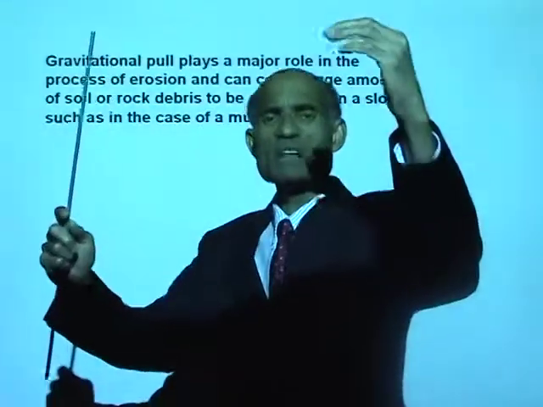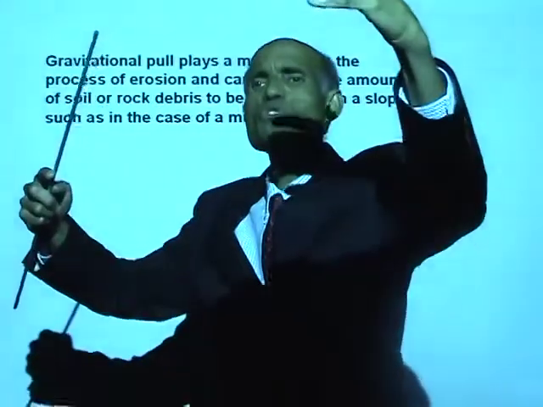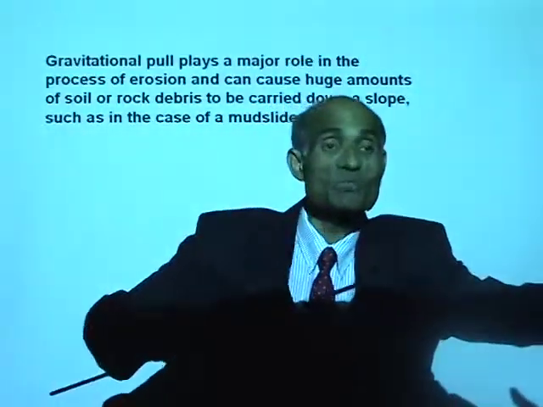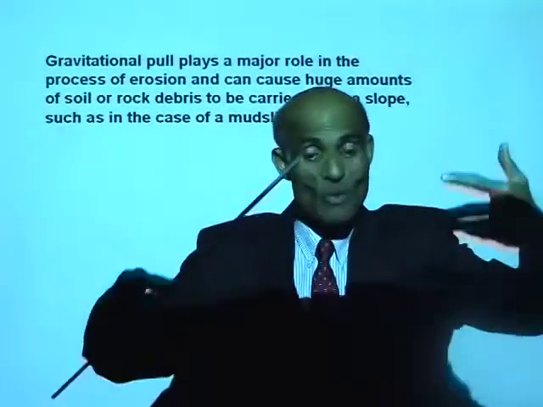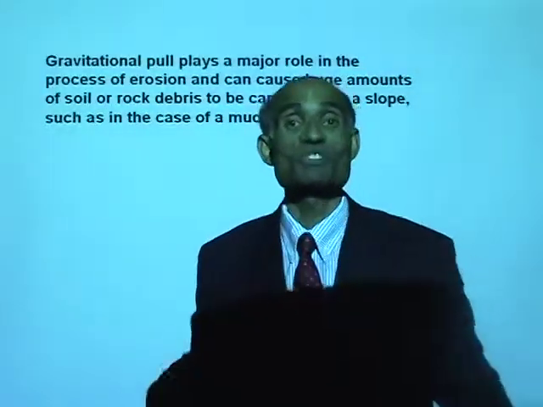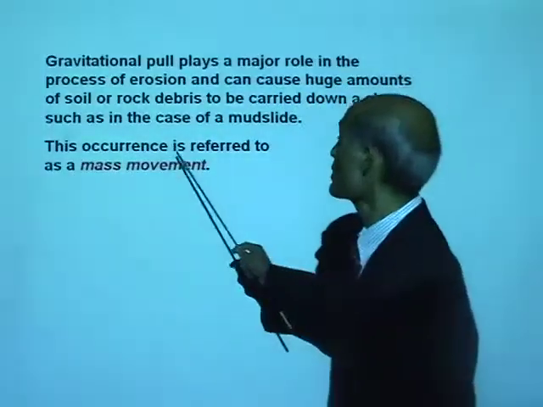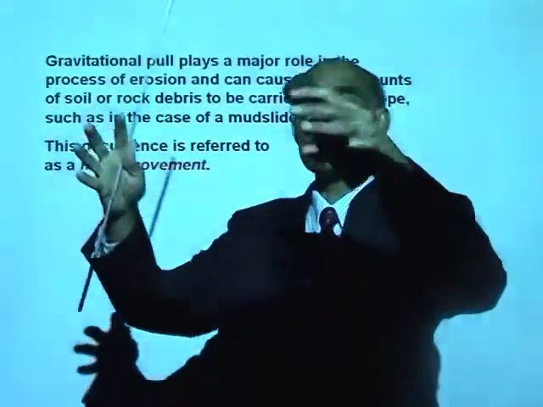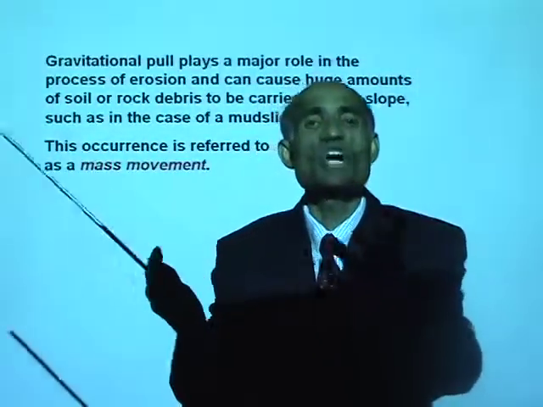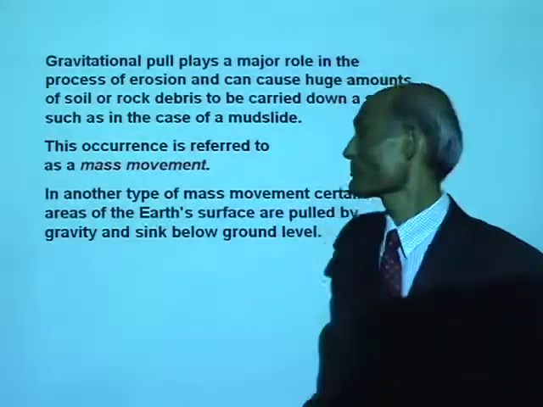Great big mudslide in San Diego which destroyed 7 houses, moved huge amount of the surface of the earth from one place to another. Look at the way the natural forces change the surface of the earth. Now, this occurrence is referred to as mass movement. A large mass of the earth's surface is moved from one place to another.